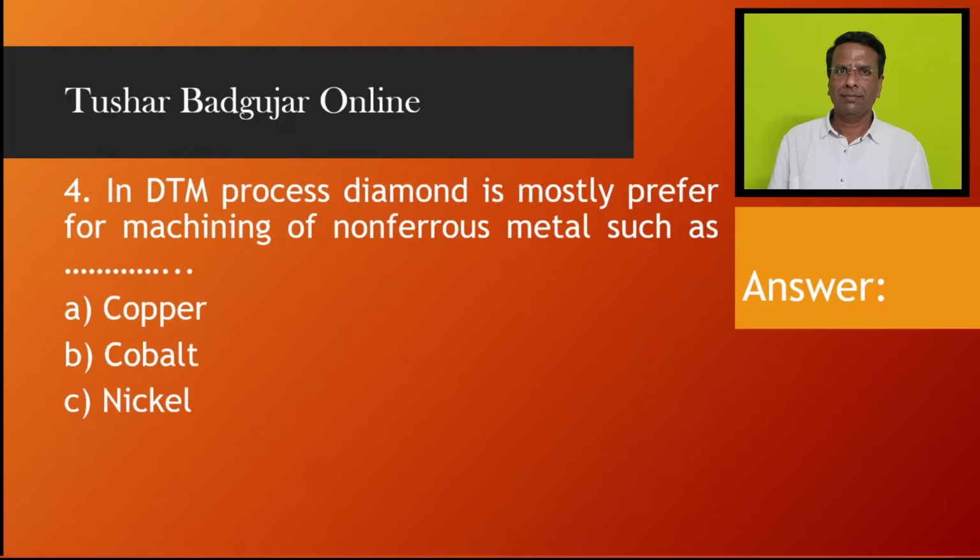In DTM process, diamond is mostly preferred for machining of non-ferrous metal such as copper, cobalt, nickel. And the answer is A, copper.